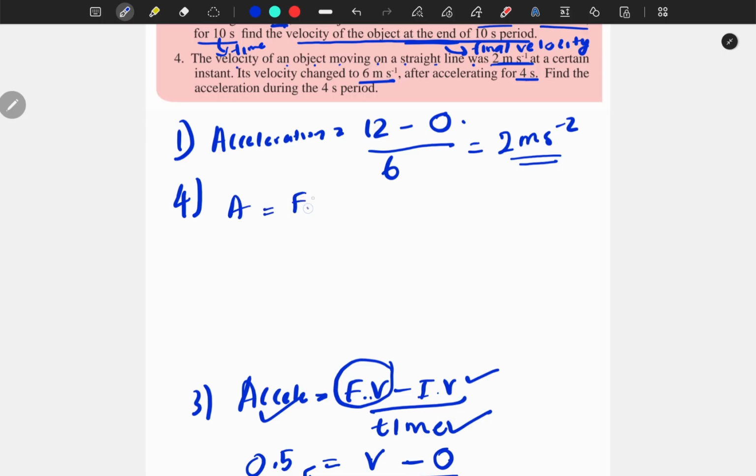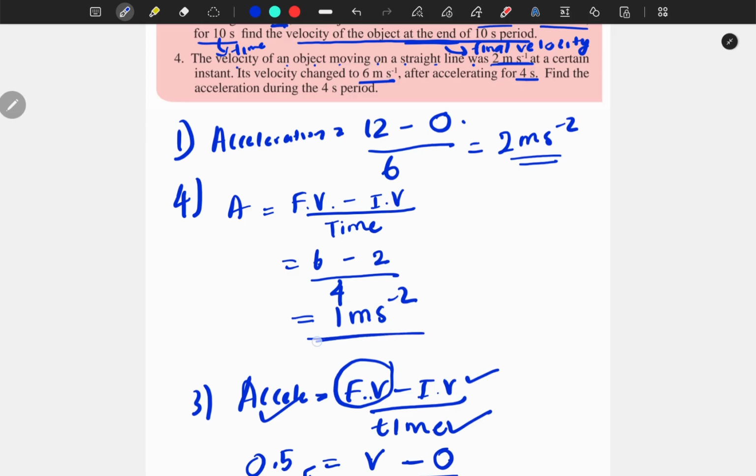Acceleration equals final velocity. Don't use my abbreviations; again and again I am telling you. You have to write completely: final velocity minus initial velocity over time. The final velocity is 6 meters per second. Then you have to write the unit. 2 meters per second is the initial velocity and the time is 4 seconds. Then 6 minus 2 is 4, and 4 over 4 means 1 meter per square second. Okay, this is the acceleration.